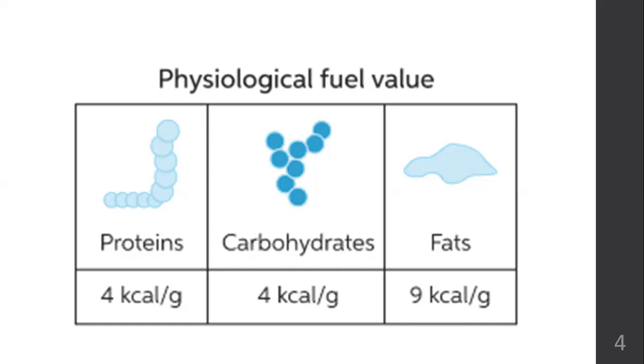Gross fuel value is the total energy released when the food is completely burnt in a bomb calorimeter. This type of burning will not take place in your body, because some amount of energy is lost in your feces, in urination, in gases, in sweat. These are digestive losses that take place in a human body. These digestive losses will not take place in a direct calorimeter. So that's why physiological fuel value will always be less than gross energy value.